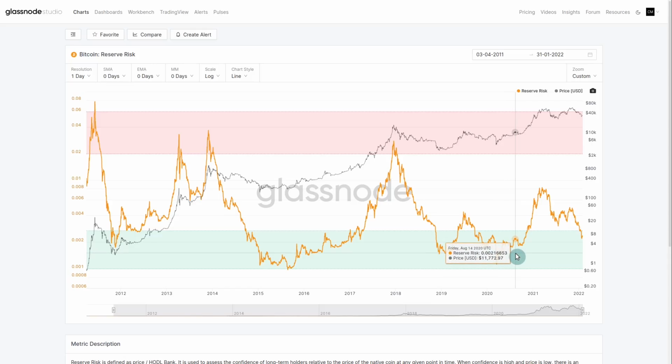And relevant to our current market structure, even though we set an additional all-time high here in October and November, note that reserve risk was much lower. And again, it's being hauled back down into this accumulation zone. And we're going to explore these mechanics actually using the Workbench tool.